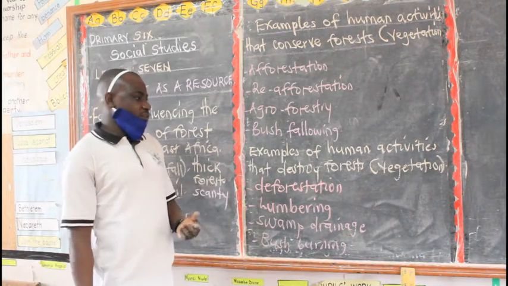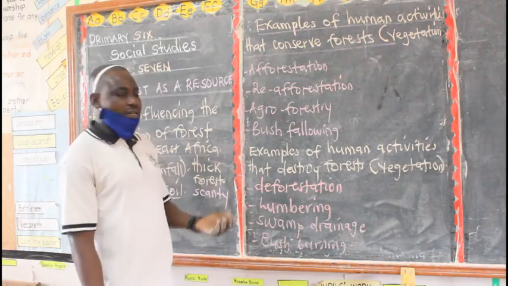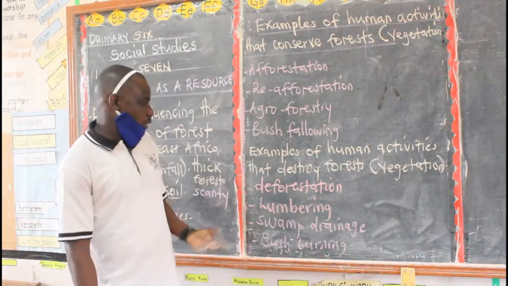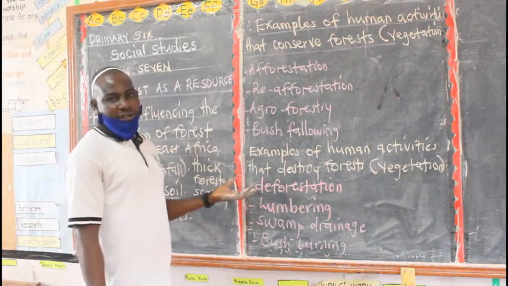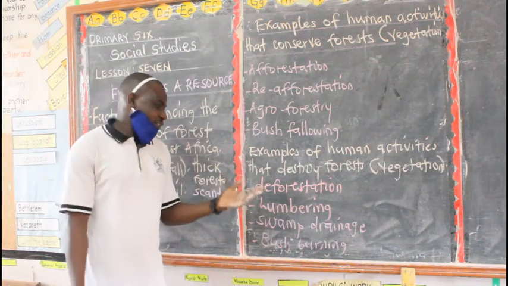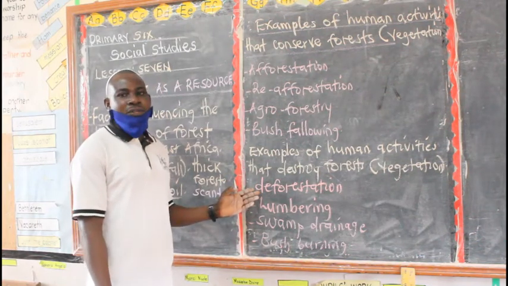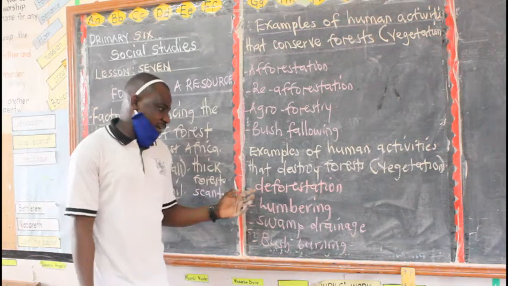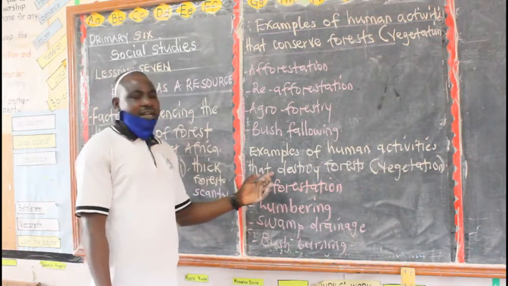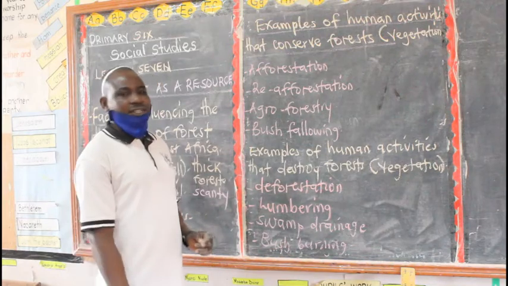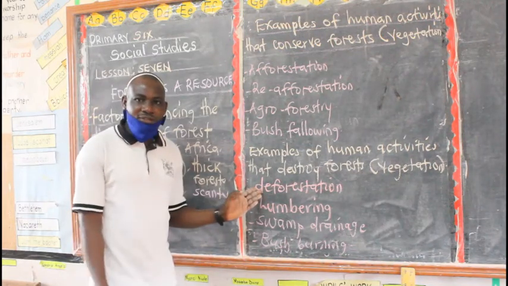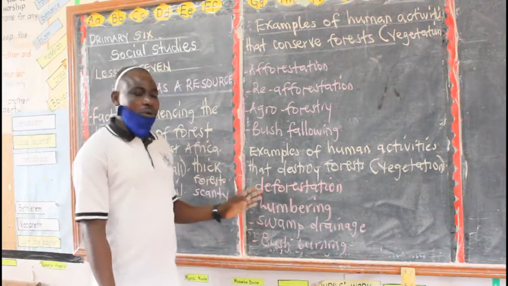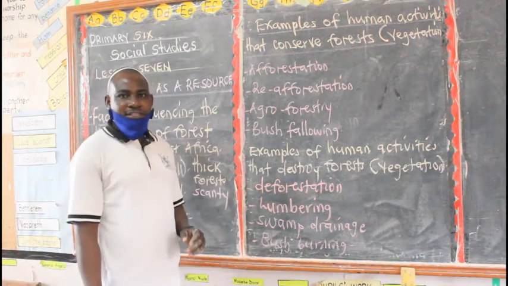How do we destroy forests? How do we destroy vegetation? How do we misuse vegetation? One, we are saying that through deforestation. Deforestation is the cutting down of trees without replacement. So the first human activity that can lead to the destruction of forests in East Africa is deforestation. And we are saying that deforestation is the cutting down of trees without replacement.